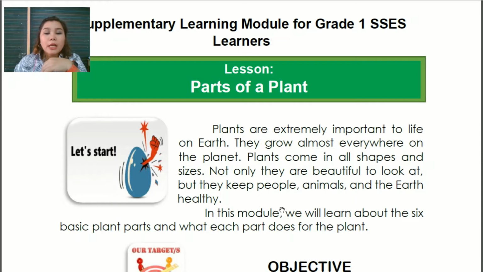So let's start. Plants are extremely important to life on Earth. They grow almost everywhere on the planet. Plants come in all shapes and sizes. Not only are they beautiful to look at, but they keep people, animals, and the earth healthy. In this module, we will learn about the 6 basic plant parts and what each part does for the plants.